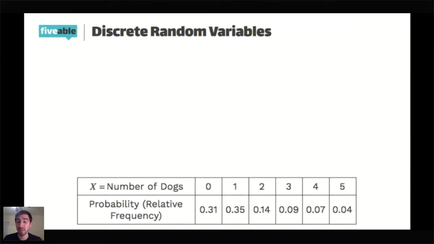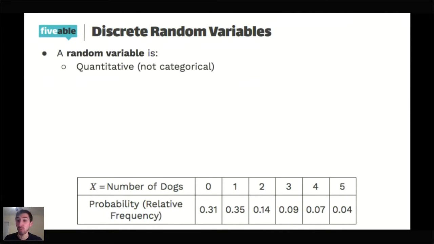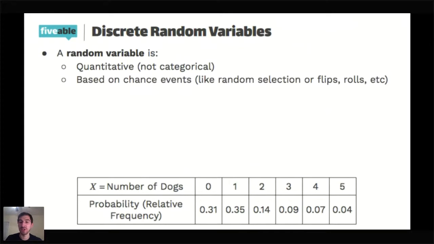The table at the bottom of the page represents a scenario that involves a discrete random variable. That variable X is a discrete random variable because it is quantitative. It's not categorical, so it's not high GPA, low GPA, or athlete, non-athlete anymore. Now we're talking about specific quantities of a variable X, and it's based on chance events. In this case, we're going to randomly pick different households in a community and ask them how many dogs they have. When I call up the household, I do not know how many dogs they're going to have.